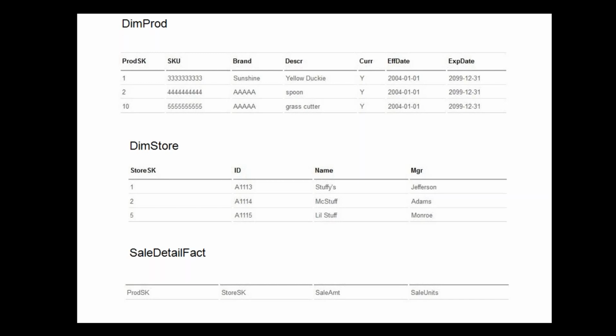The store dimension data is a type 1 dimension, so there is no need for the date columns and the indicator column. It's simply one record for each store. And the sale detail fact will simply have the surrogate keys pulled from the product dimension table and the store dimension table, and the measures that we'll get directly from the input data, the sale amount and the sale units.